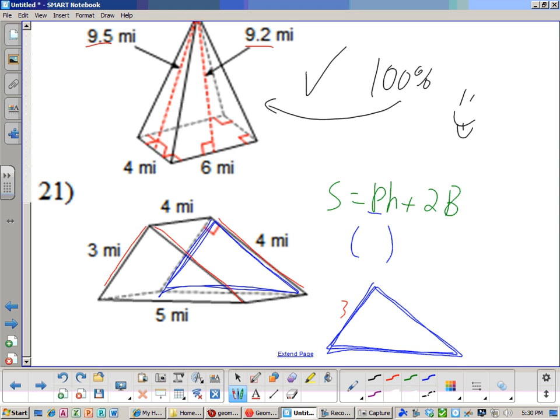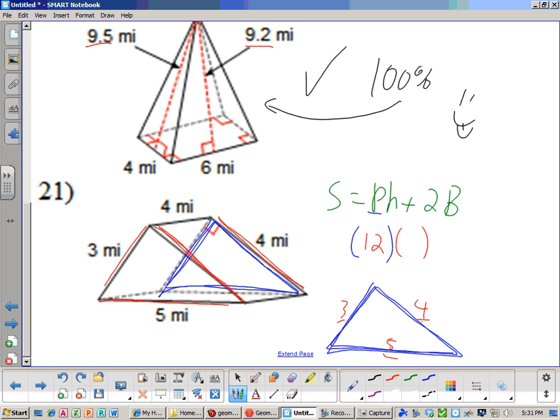This length is 4, then this length has to be 4. Once again, if this length is 4, this length should be 4, so I'm going to put 4 right here. And the bottom length, that's easy, it's 5. So this is 5. Now I can get the perimeter. Add up all the sides. What is 5 plus 4 plus 3? 5 plus 4 is 9. 9 plus 3, 12.